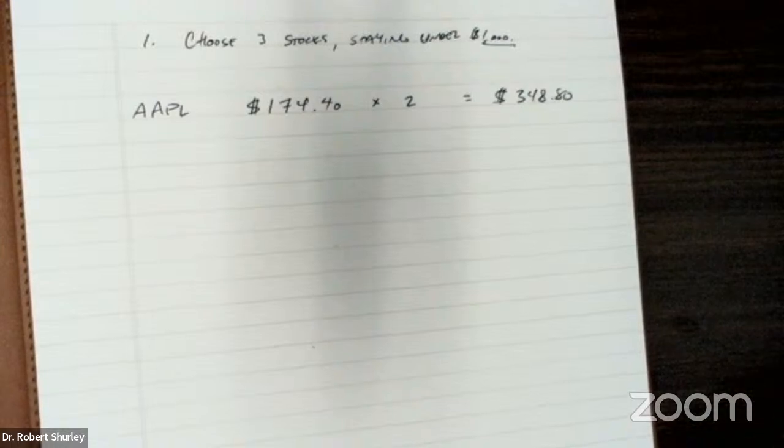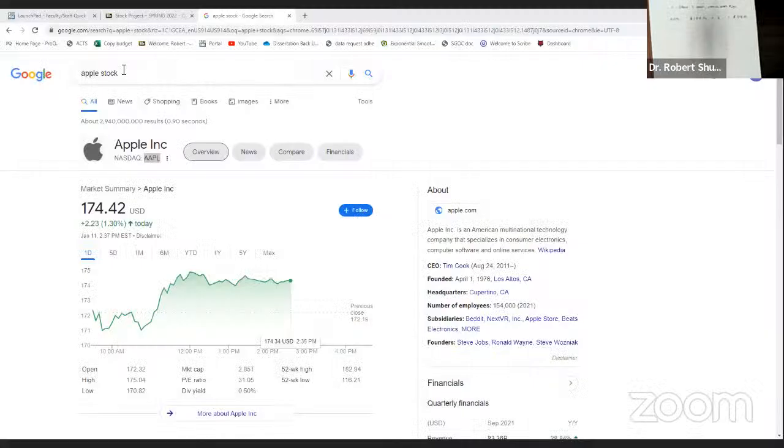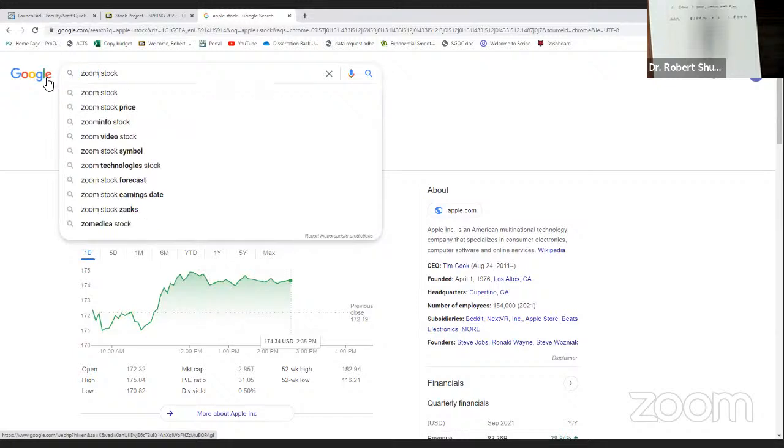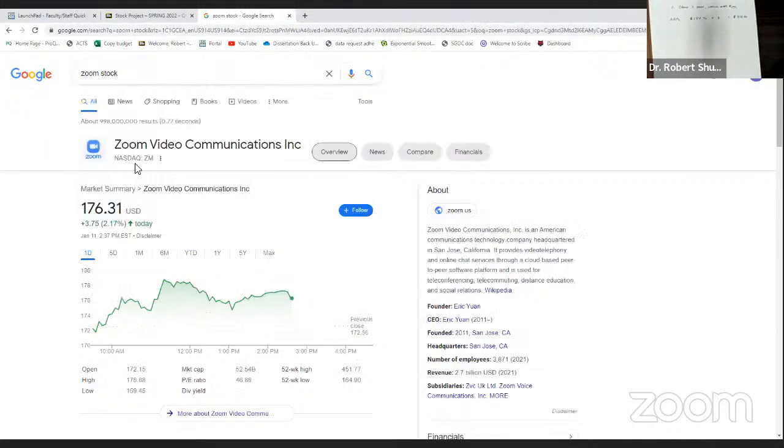Let's say for the next one, oh my God, you know what? We're using Zoom all the time on campus. We're using it everywhere. I think Zoom would be a good investment. So I'm going to share my screen again. I wonder if Zoom is a publicly traded company. Hey, it turns out it is. Again, it's also traded on the NASDAQ. A lot of tech companies are on the NASDAQ. Its ticker symbol is ZM, so I'm going to write that down.